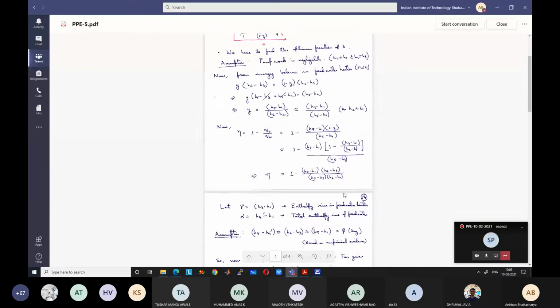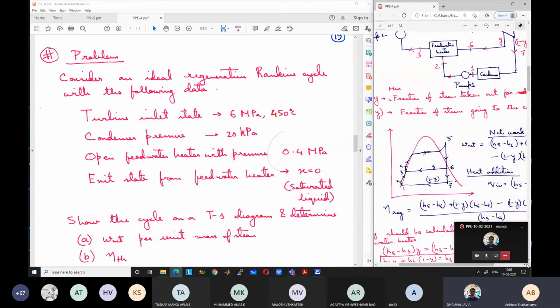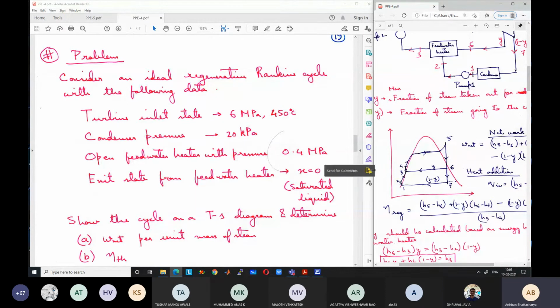Yes. Okay. Yes, sir. So let us try to take a look at a problem. Okay. So the problem states that, so I will reduce this size.